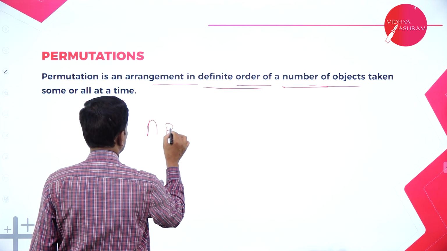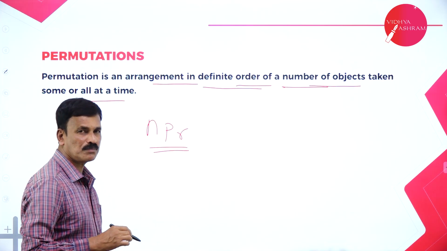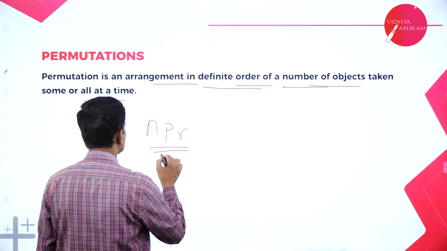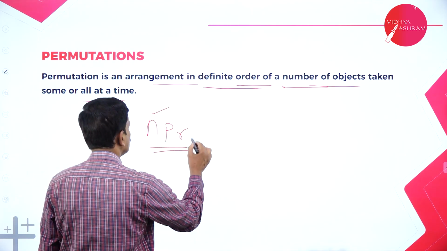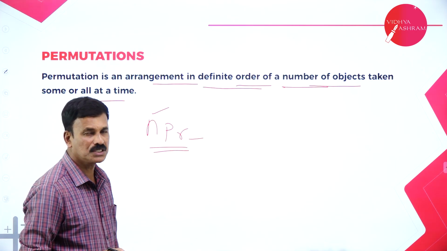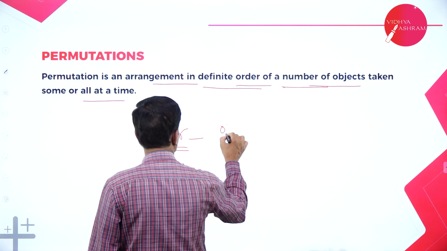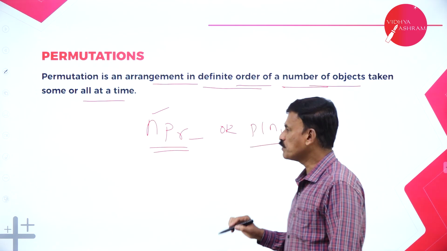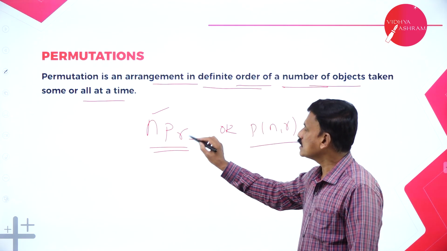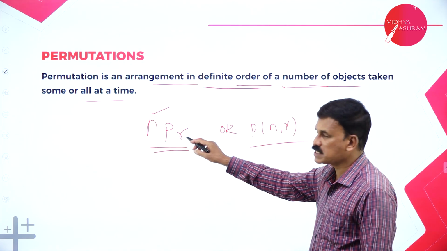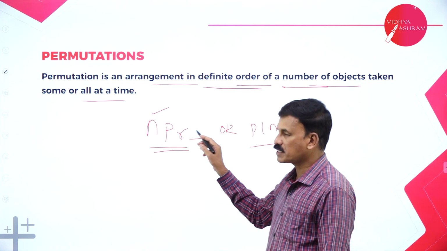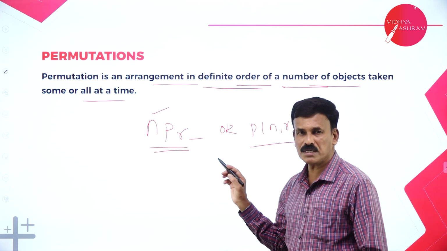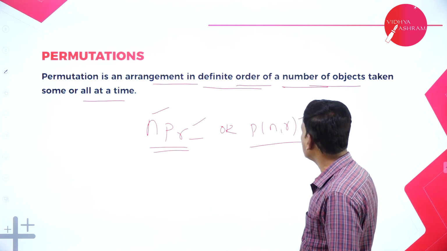Here nPr stands for the number of permutations, the permutation of n different things taken r at a time. This can also be denoted as nPr or P of n comma r. That means the arrangement of n different things taken r at a time, or all or some elements at a time, is denoted as nPr or P of n comma r.